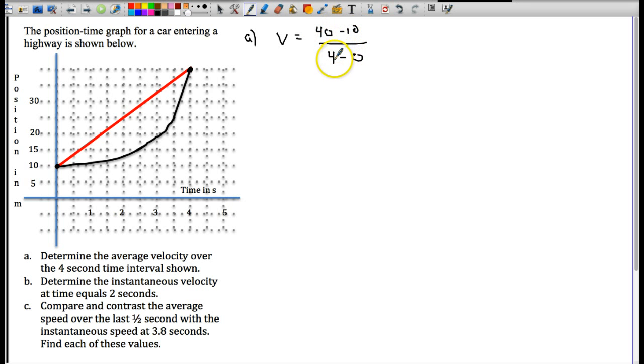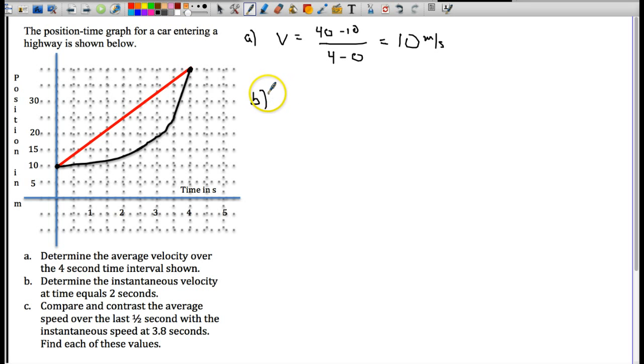We've got when time is 4, we get a position of 40, and when time is 0, we get a position of 10. And we come out to see that it is 10 meters per second. So for the entire trip, this car averaged 10 meters per second. Clearly along the way it changed, but for the average trip, it was, again, that 10 meters per second.